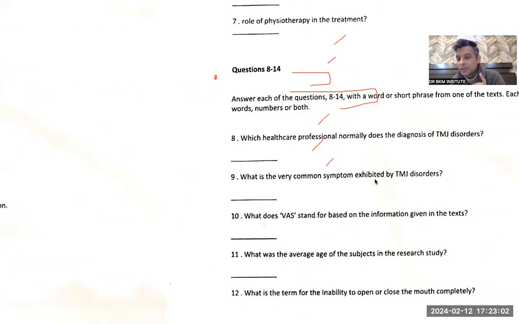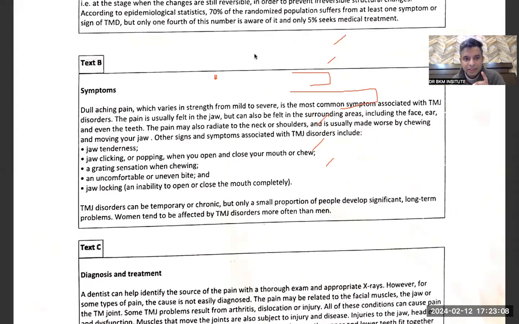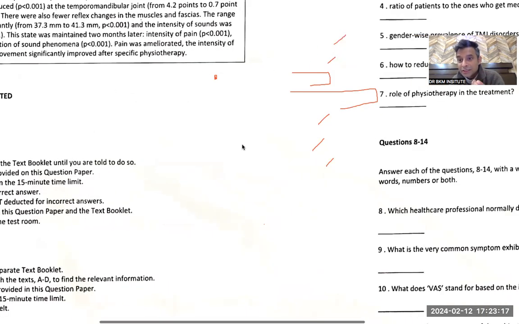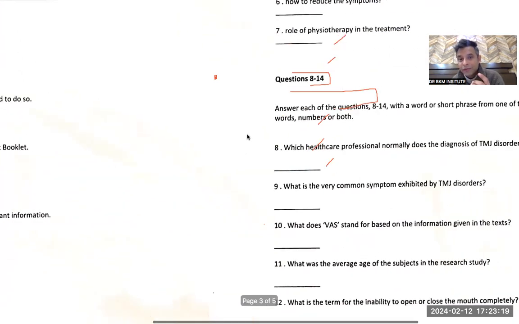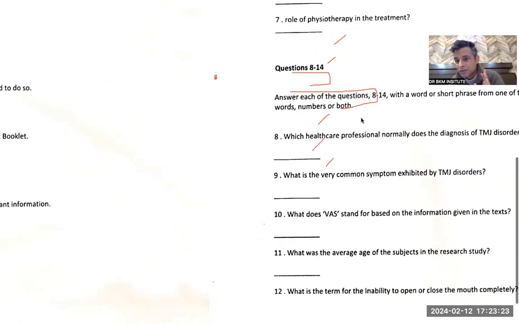What is the very common symptom exhibited by TMJ? Again, it should be in the A or it should be in the B. Symptoms: dull aching pain is the most common symptom. Dull aching pain. See the speed. It's not taking energy. If I had done the third question, I would have been in a hurry even doing this question.